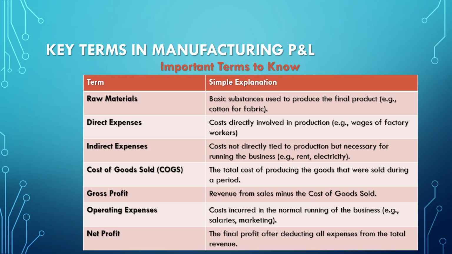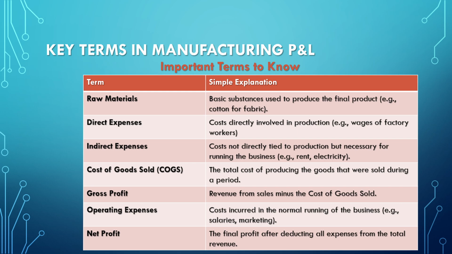Now these are indirect expenses, the costs which are used for running the day-to-day operation of the business. Okay, like the salaries of the office staff, the marketing cost, the sales commission, all of these fall under operating expenses. Okay, net profit.